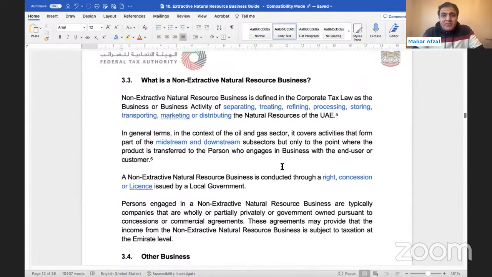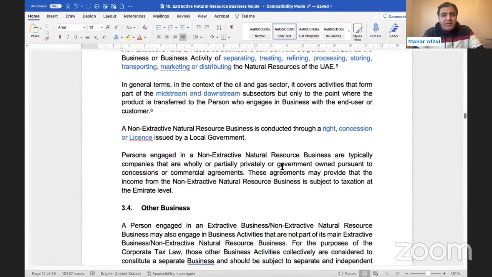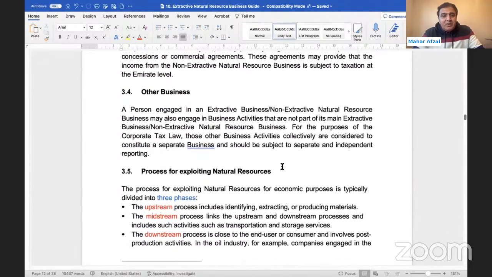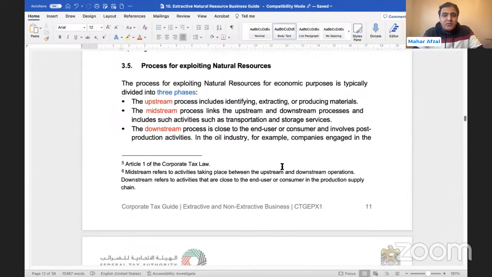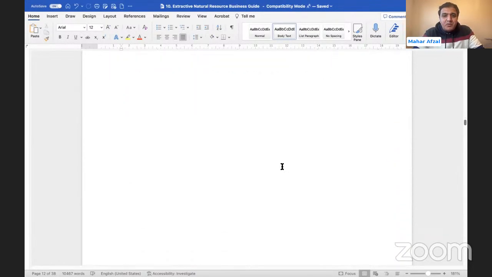What is the non-extractive natural resource business? We have already discussed in detail. Then other businesses we have discussed. The process of exploring natural resources: these processes were upstream, midstream, downstream. We have discussed.